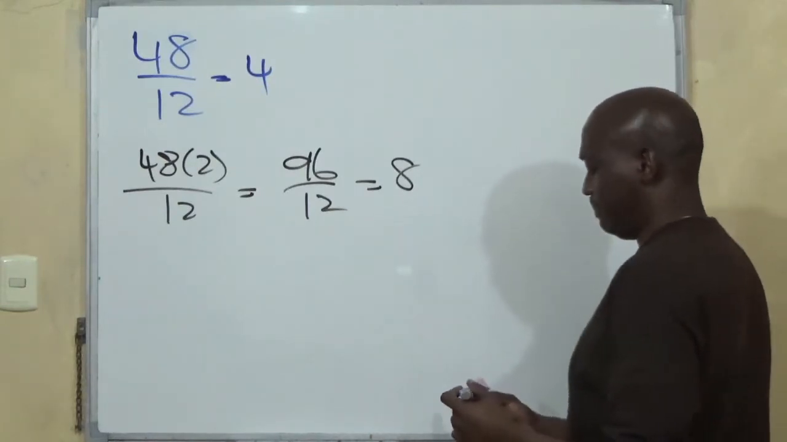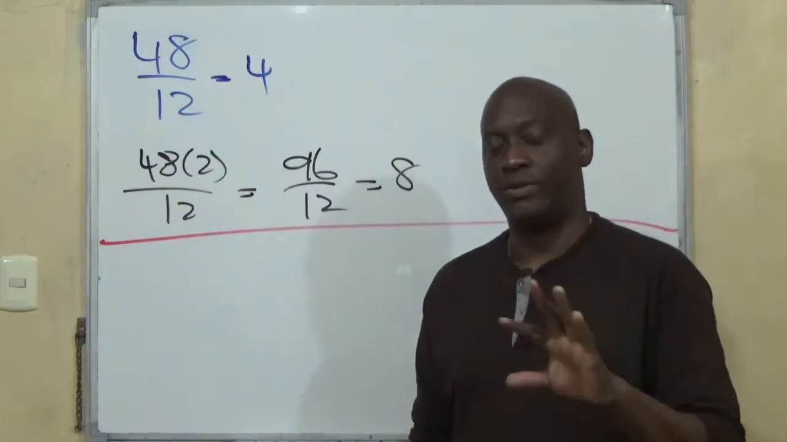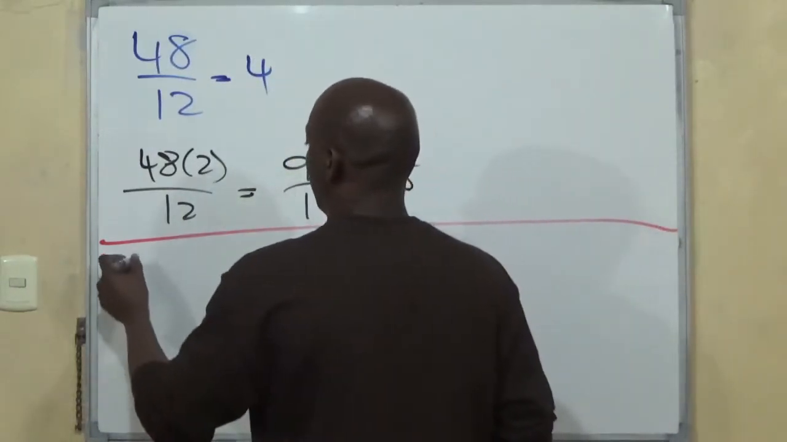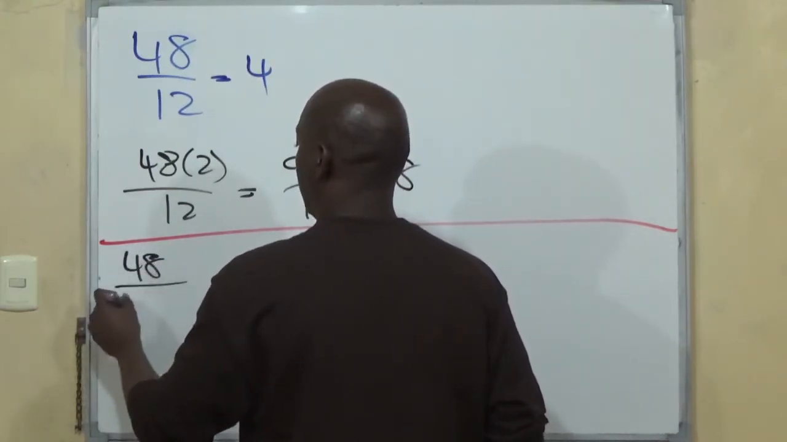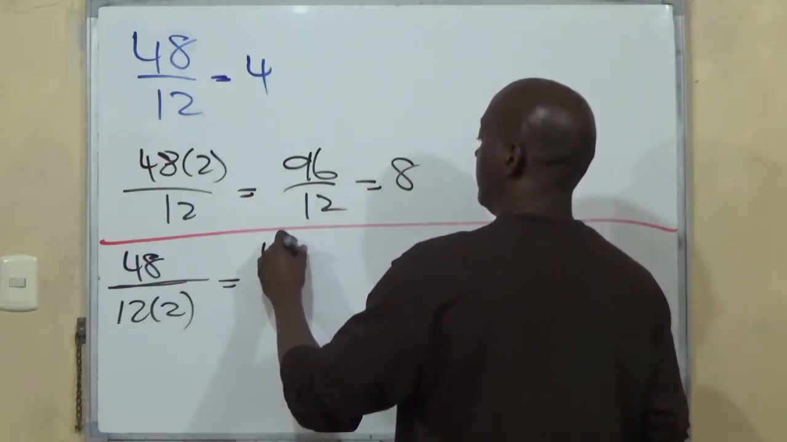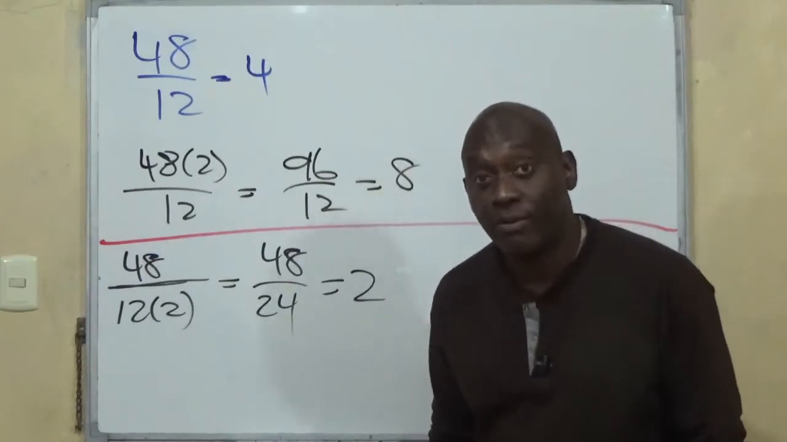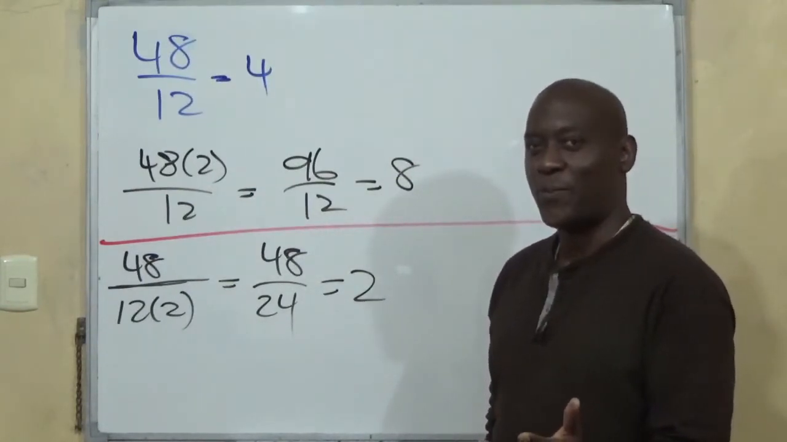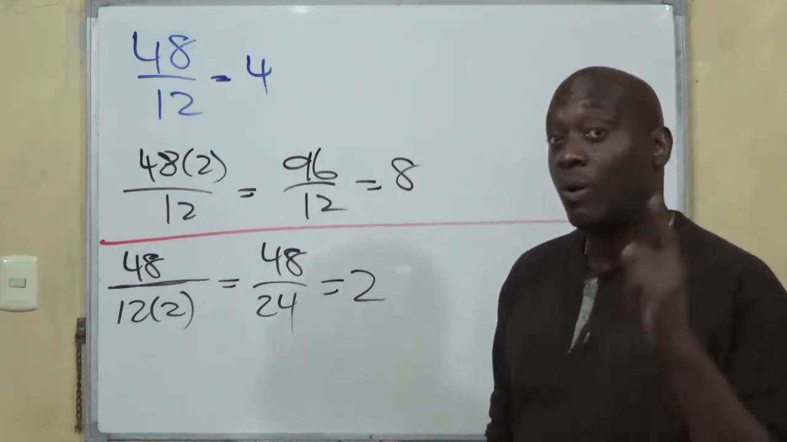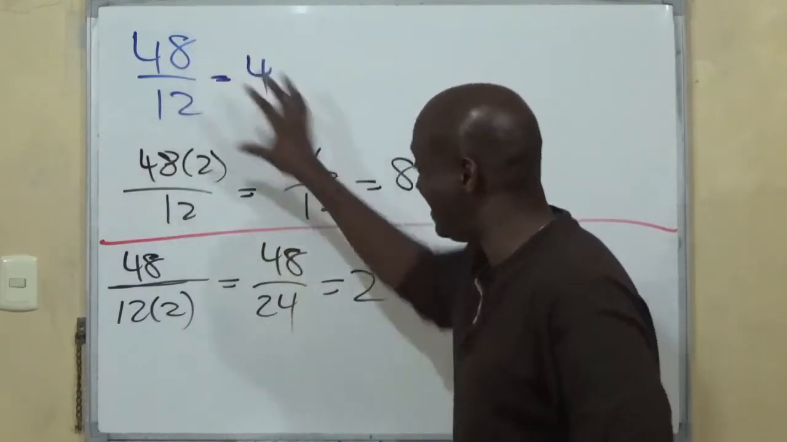Let me flip the script. Let us say we multiply the denominator alone by 2. So we have 48 over 12 by 2, which is the same thing as 48 over 24. And we know that 48 over 24 is 2, which is half of 4. So in other words, 4 divided by 2 is 2. Right? So by multiplying the denominator alone by 2, what we are in fact doing is dividing the whole entity by 2. And you see it here in the numbers.